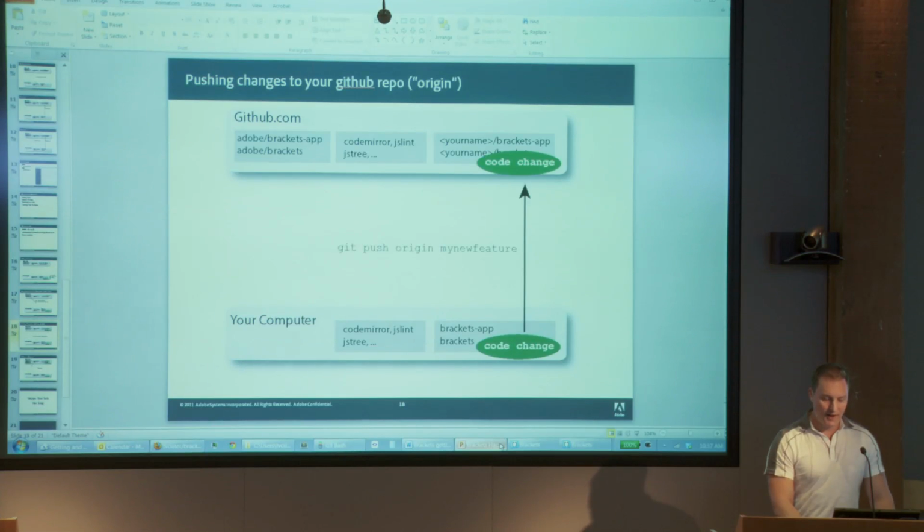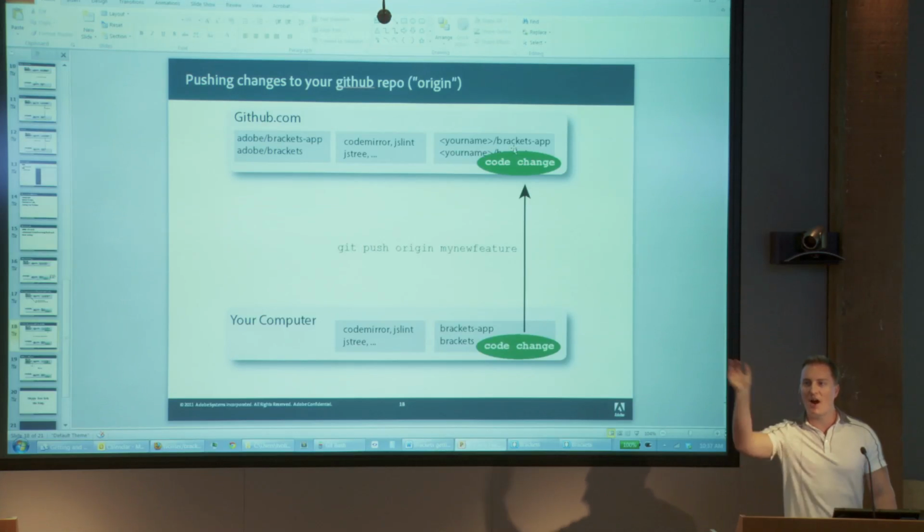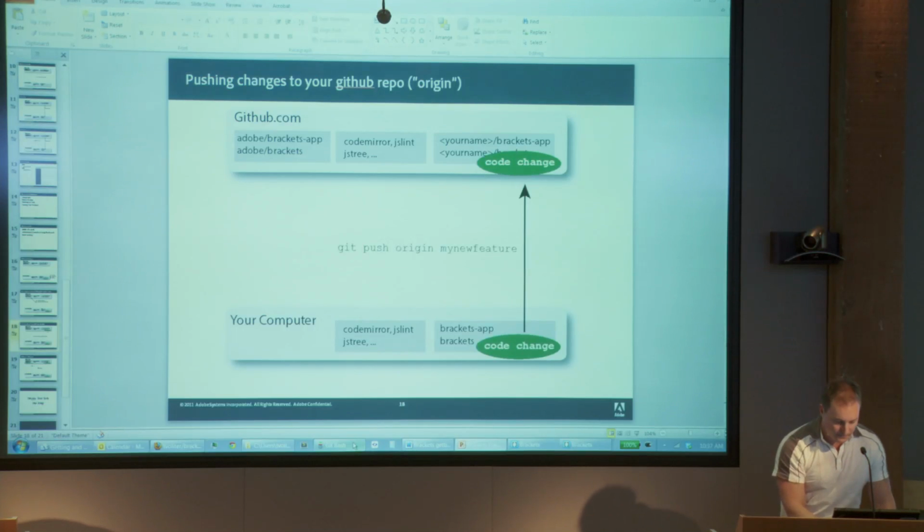All right, so this is where we're heading next. We've merged, we pulled from here, we fetched and merged, we have our change here. Now we want to do what's called pushing back to our repository. Remember, we're pushing to our repository, so there's a place where we can request that it be pulled into the main Brackets repository.